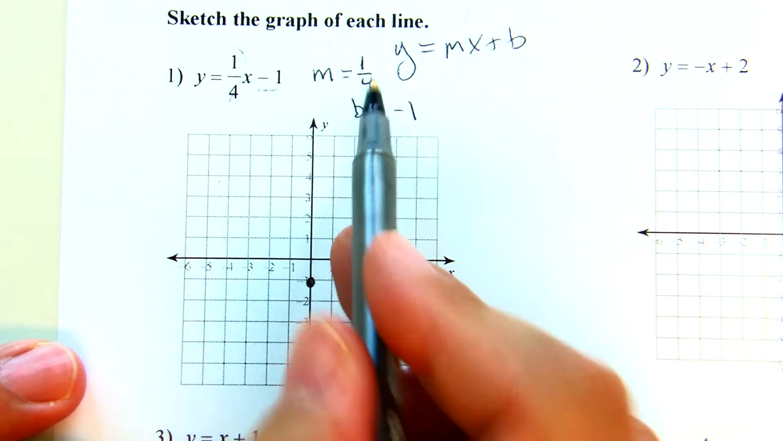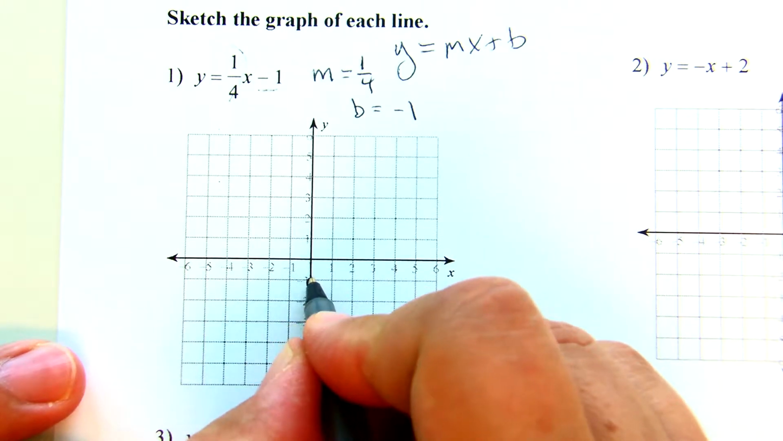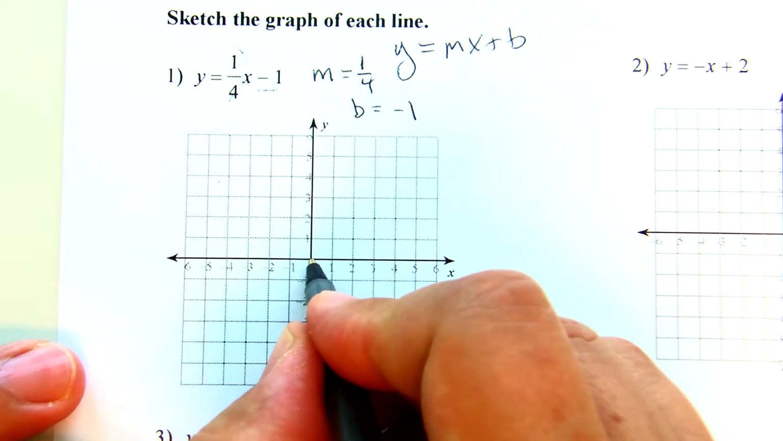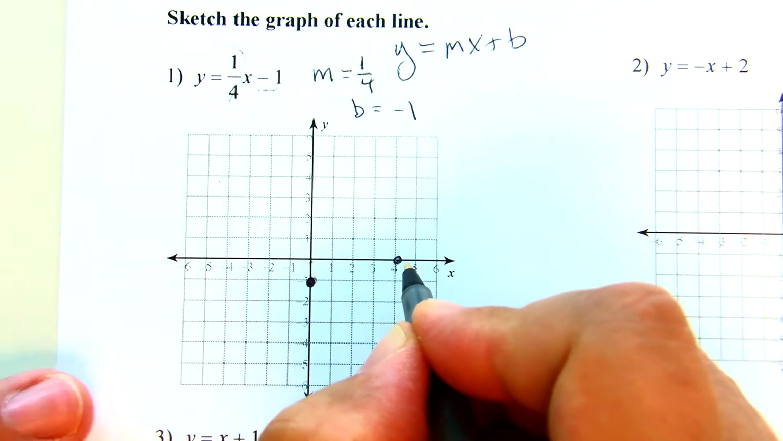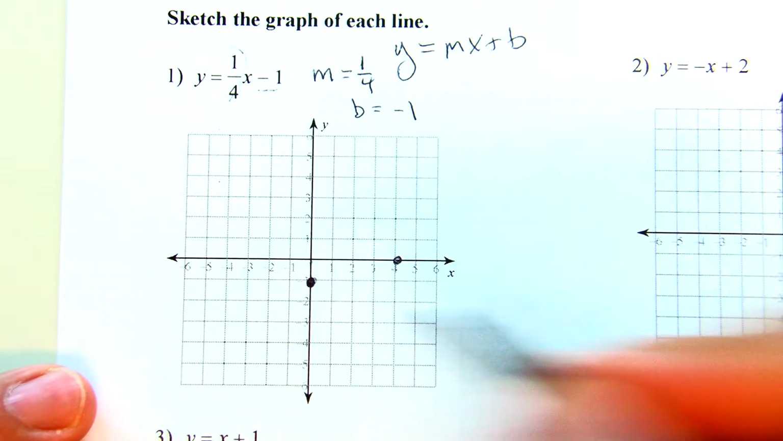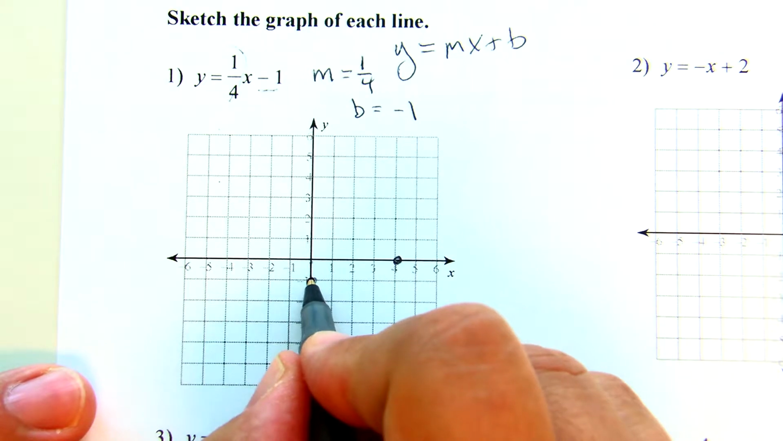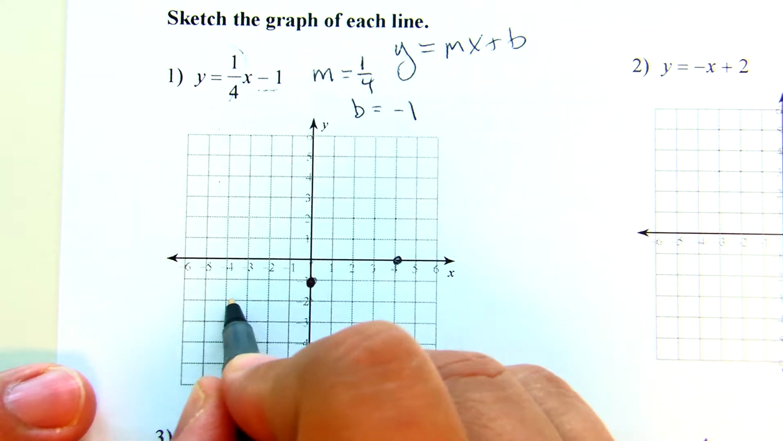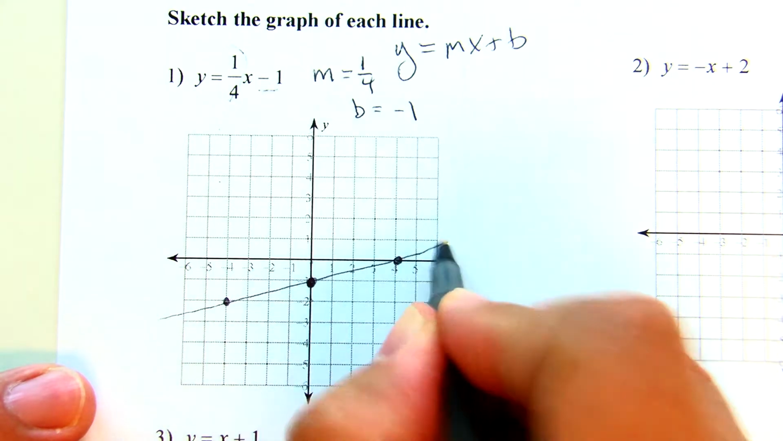I know the slope is 1/4. That means the line goes up 1 and over 4. So I just go from my point here, up 1 and over 4, and I've got another point. And that's enough to give me a line. All I need is 2 points to graph a line. If I want, I can draw another point down here. I could go down 1 and back 4. That's going to give me a point right here, and then there's my line.